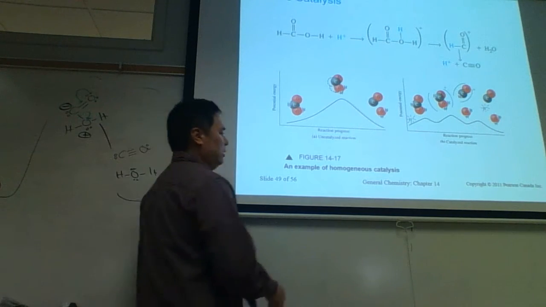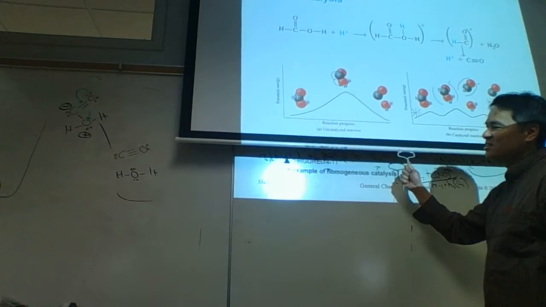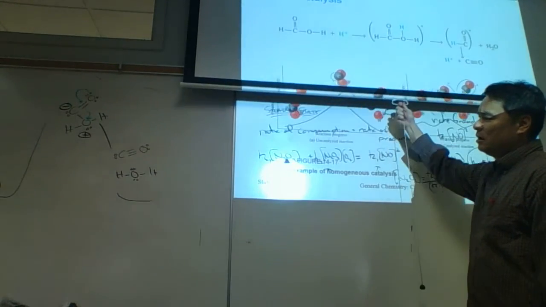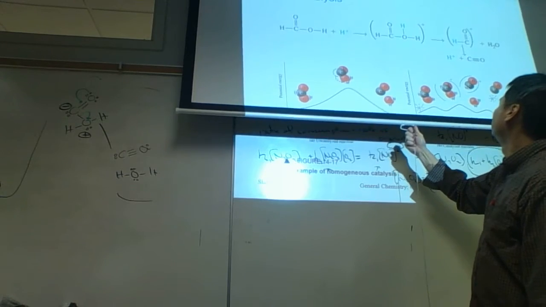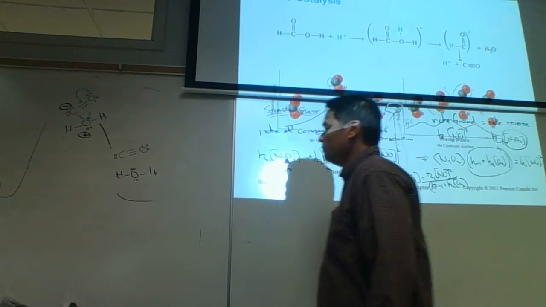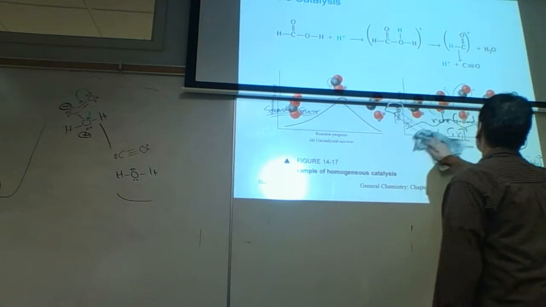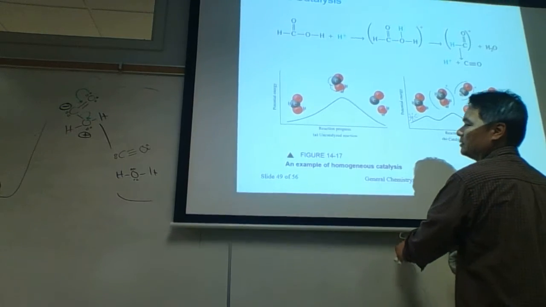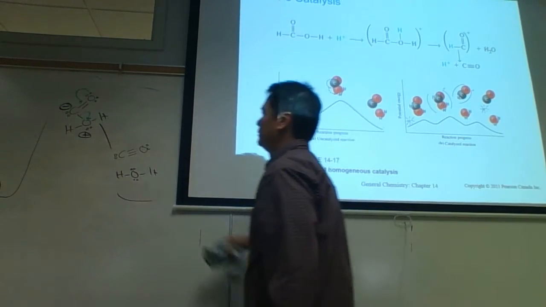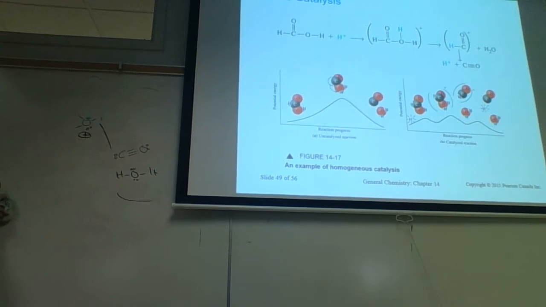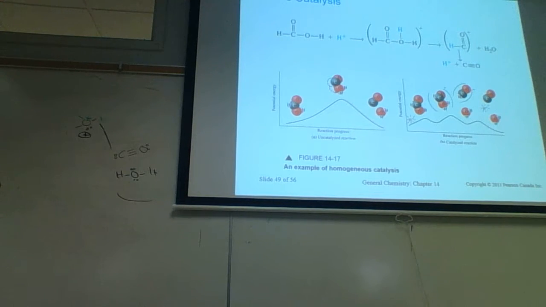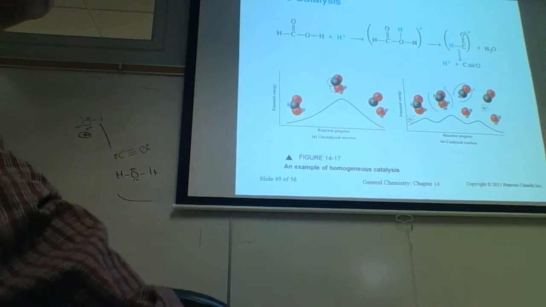Now, if we add an acid catalyst, what the catalyst does is it provides an alternate mechanism. And if the alternate mechanism has lower activation energy, then that's what we want. So rather than having this oxygen pluck a hydrogen off that carbon, what we're going to have is this. We're going to add some acid to this.